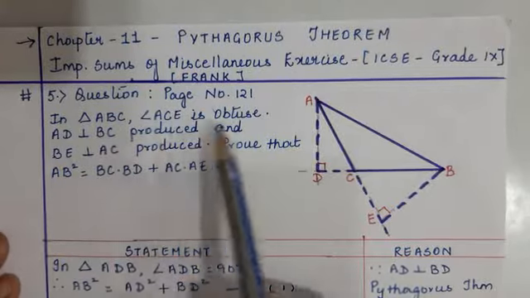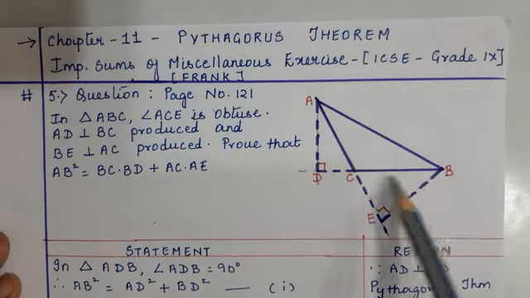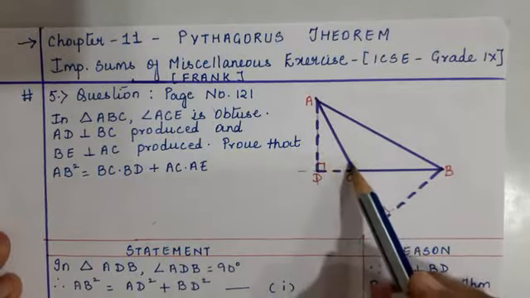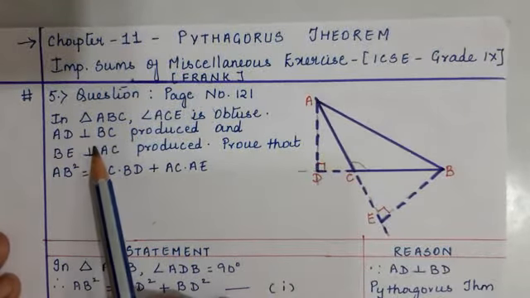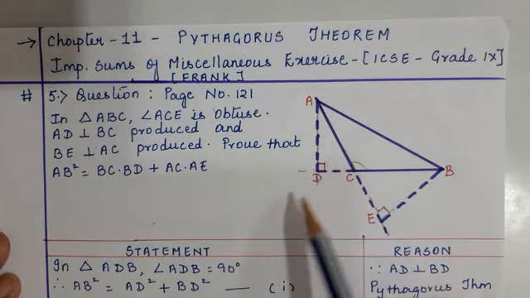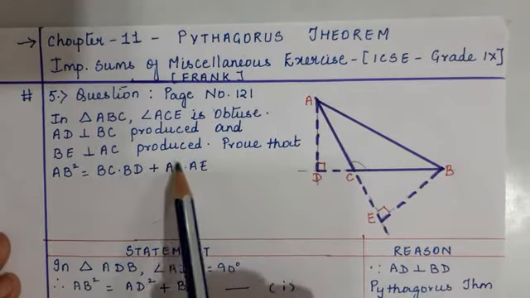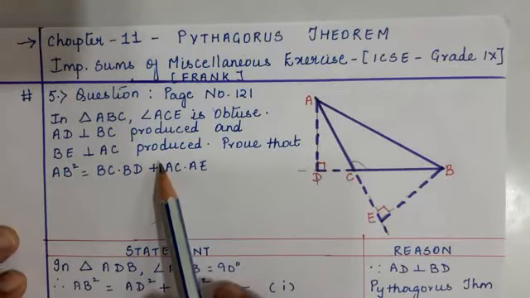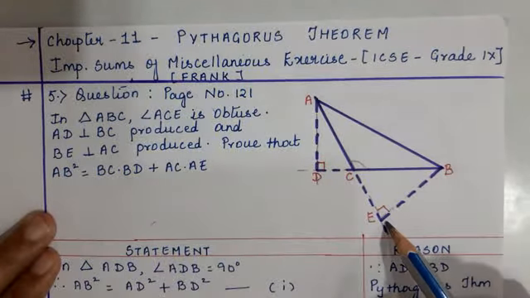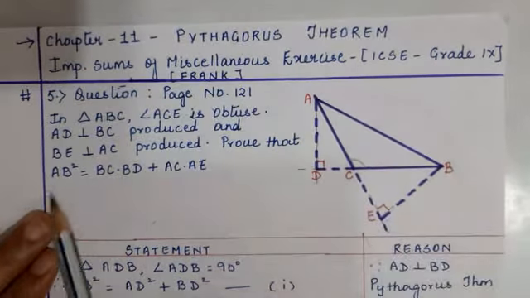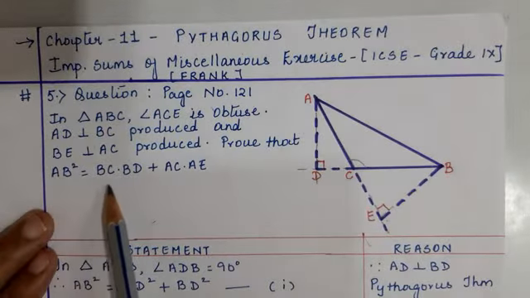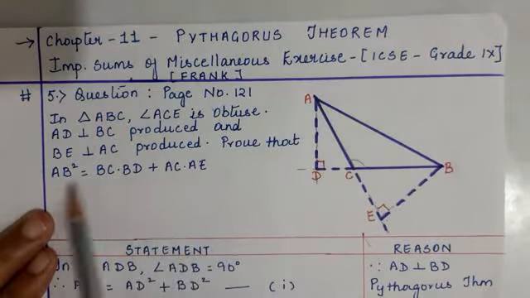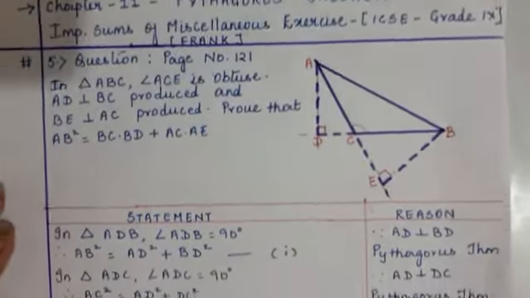In triangle ABC, ACE is obtuse angle. AD is perpendicular to BC and BE is perpendicular to AC produced. Prove that AB square is equal to BC into BD plus AC into AE. We need to prove this. Now let us see how to go about.